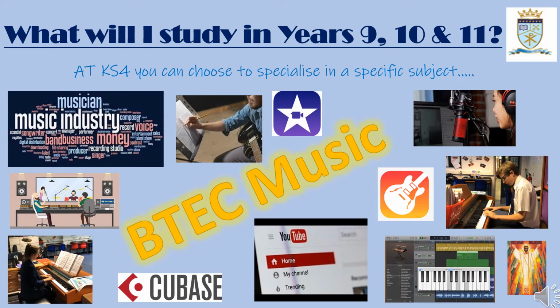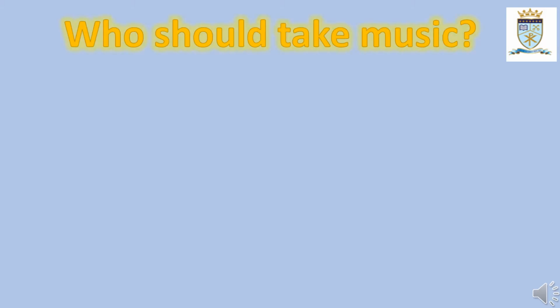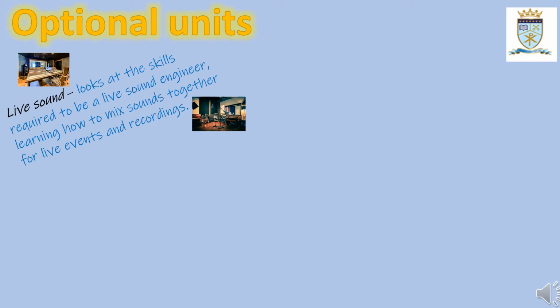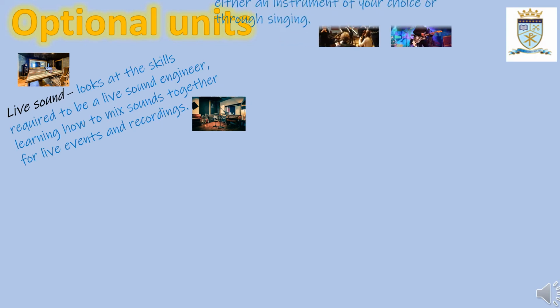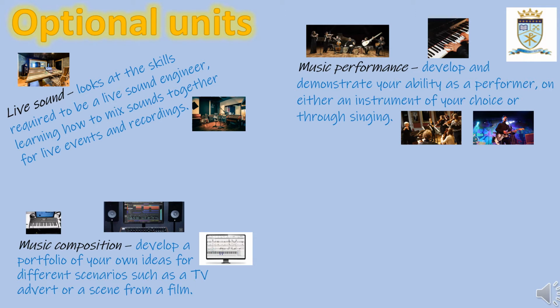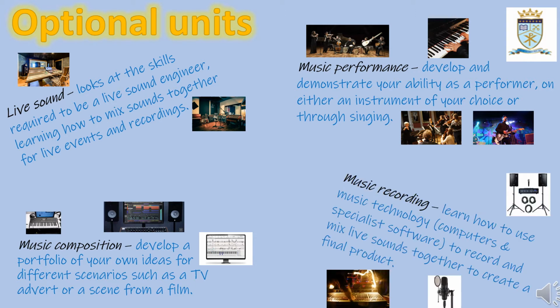In years 9, 10 and 11 you can choose BTEC Music as one of your options. In BTEC Music, you'll study 4 units. The music industry and managing a music product are units you will have to do. But the following units are ones you can choose from depending on what you are most interested in.